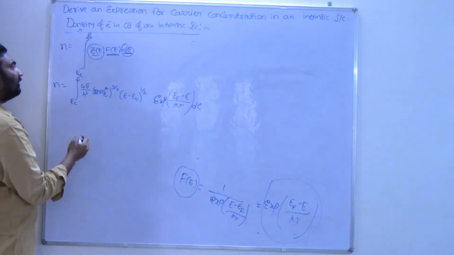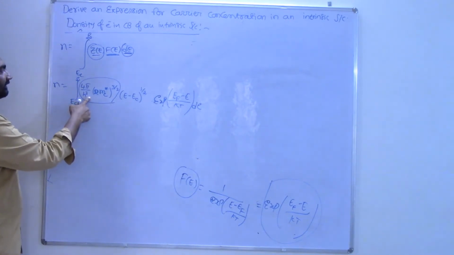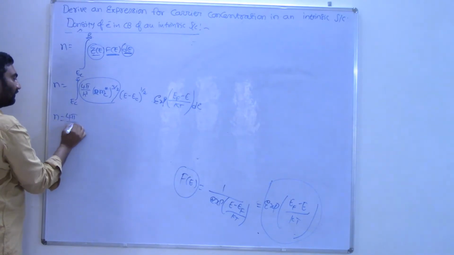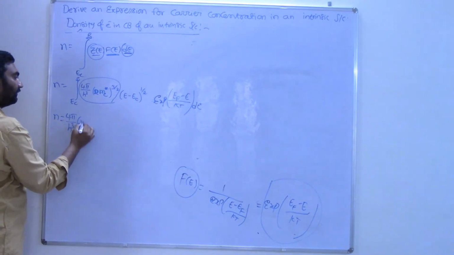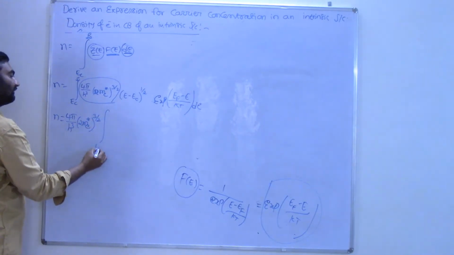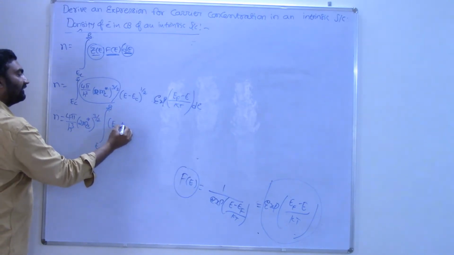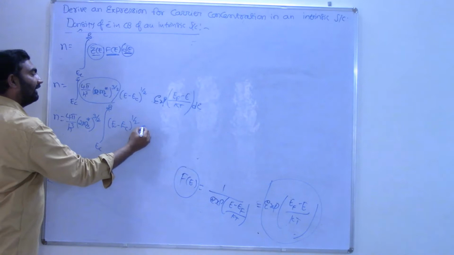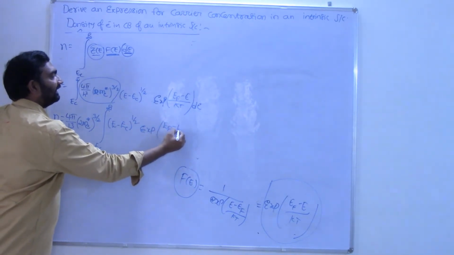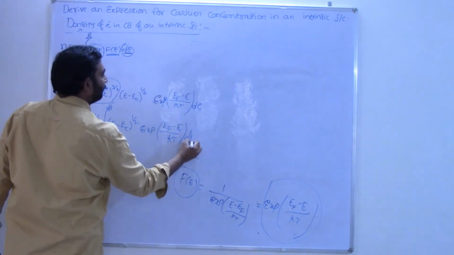First bring the constant values outside. 4 pi by h cube is a constant, and 2 me star whole to the power of 3 by 2 is a constant. So 4 pi by h cube into 2 me star whole to the power of 3 by 2 is brought outside of the integral. So the integral from EC to infinity of E minus EC whole to the power of half into exponential of EF minus E divided by KT into dE.